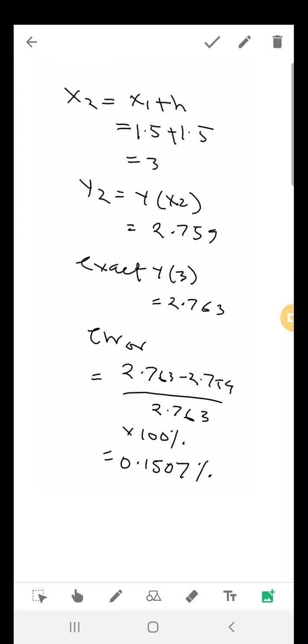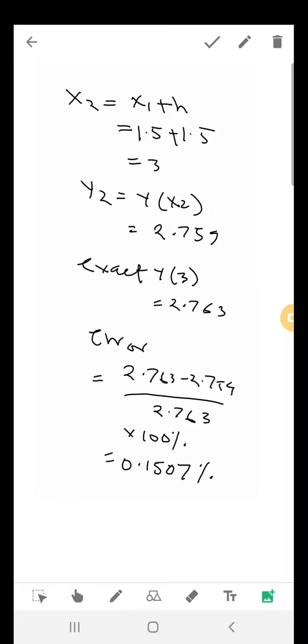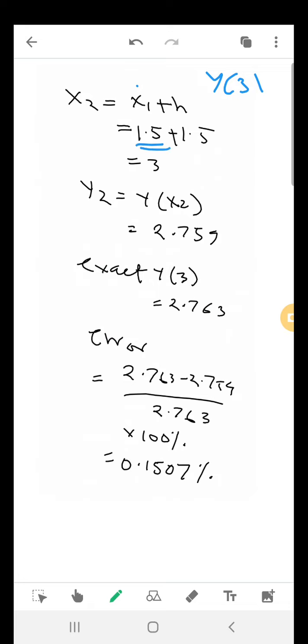So we ultimately come to the final solution. The value of x1 is 1.5. Our main objective is to find y3, so we need to go to x is equal to 3. So x2 is equal to x1 plus h. Initially x0 was 0. The next one was 1.5 with the first iteration and the first step, and now x2 becomes 3 with the further addition of 1.5, and we obtain the value of y at x2.